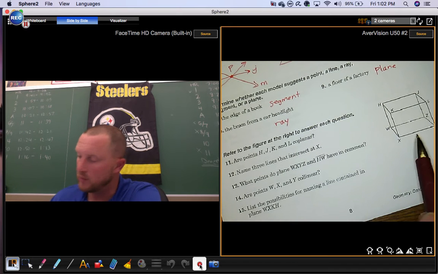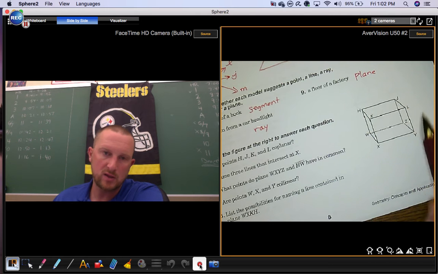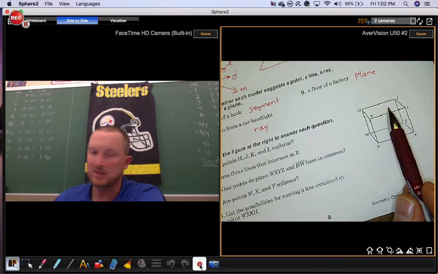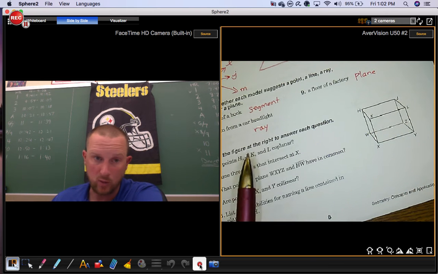Through 15, we're going to use this diagram. This is a nice diagram to use because it looks a lot like the room that you're in. There's a floor, a ceiling, and then there's 4 walls. We'll call it a front wall and a back wall, a left wall and a right wall.